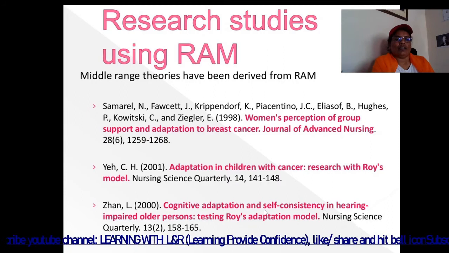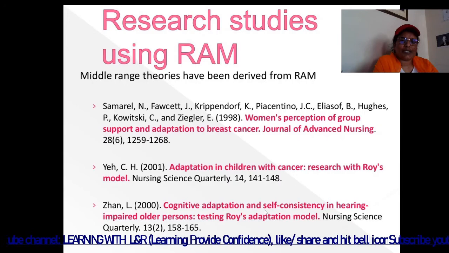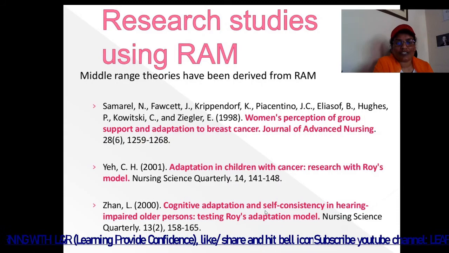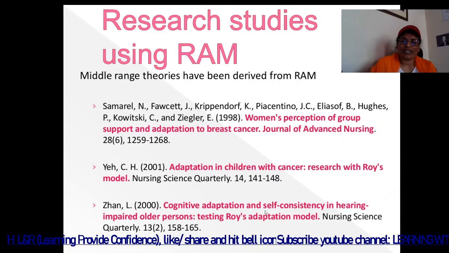Research studies related to the Roy adaptation model. Middle range theories have been derived from the Roy adaptation model. The first one is women's perception of group support and adaptation to breast cancer. Then adaptation in children with cancer. Then cognitive adaptation and self-consistency in hearing impaired older persons.